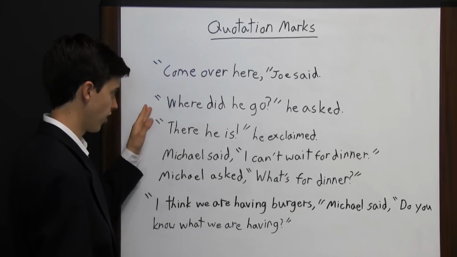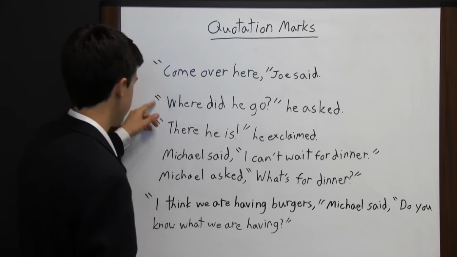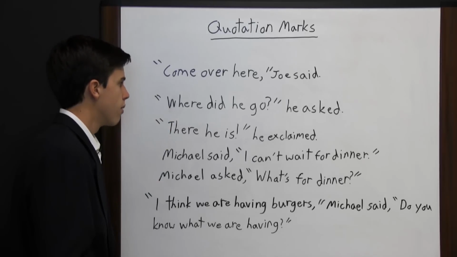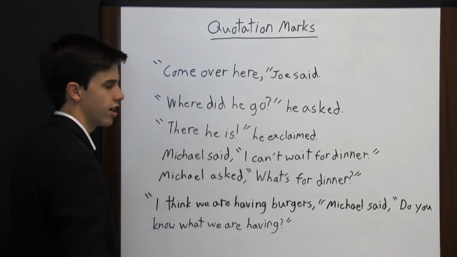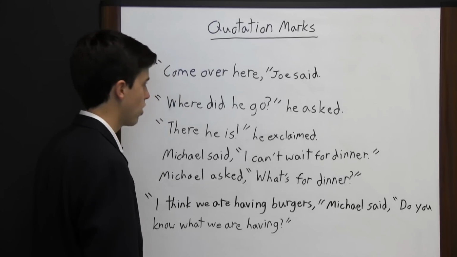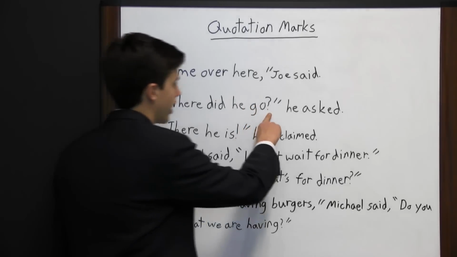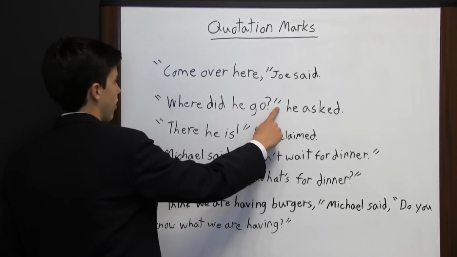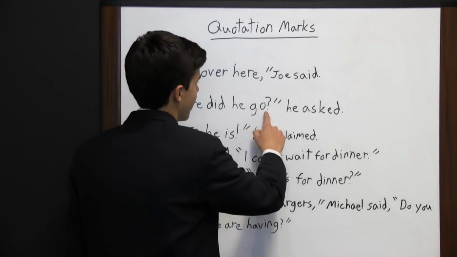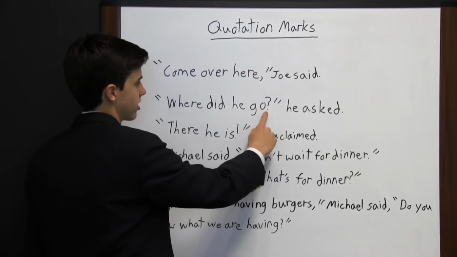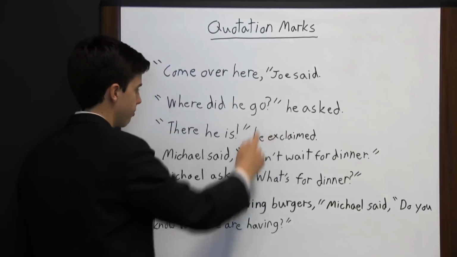So this sentence says, "Where did he go?" Notice we open up with quotation marks, capitalize the W, but if where did he go stood by itself, it would have a question mark because it's a question. So we put a question mark right here and then close with the quotation marks. Notice that the question mark is included inside the quotation marks. It's not on the outside, it's on the inside.